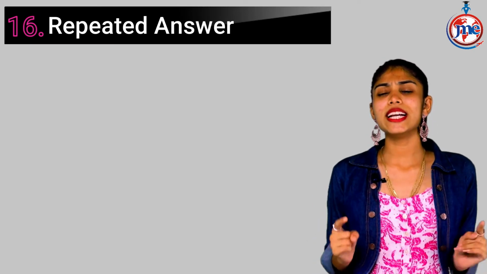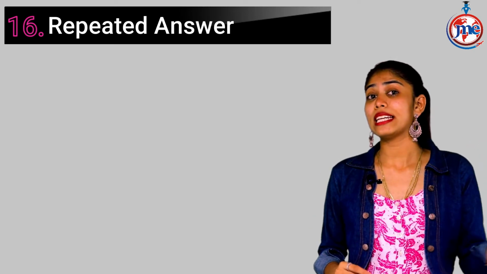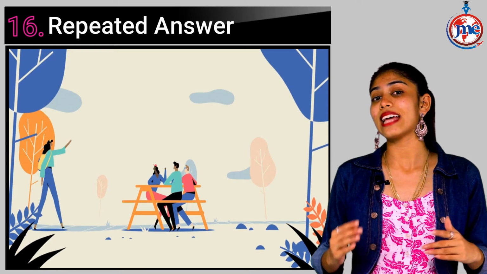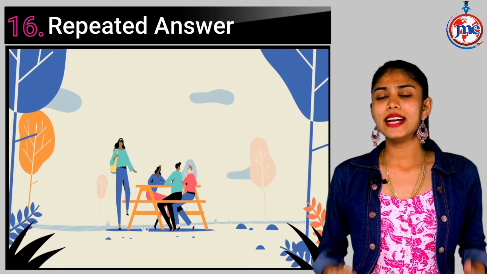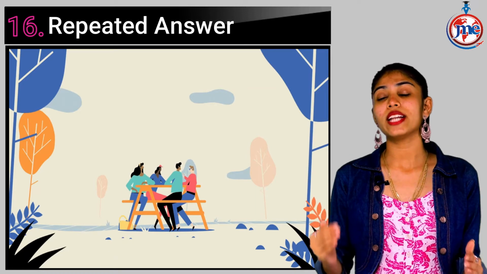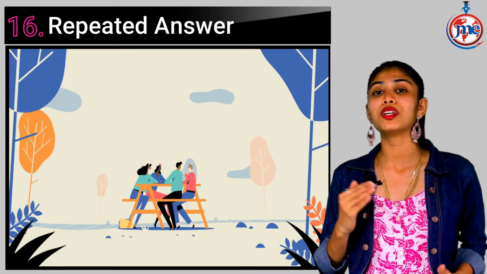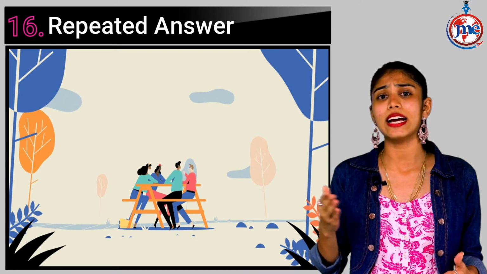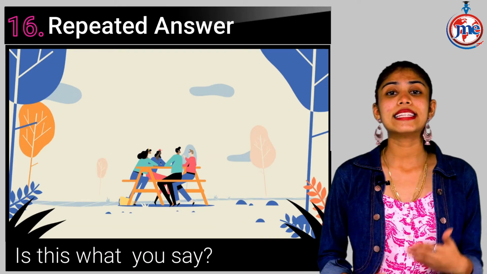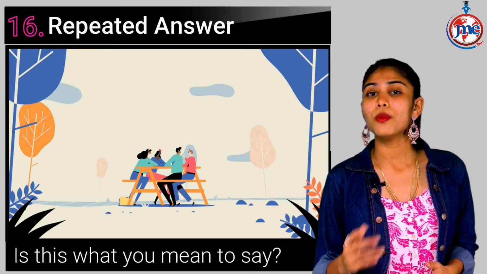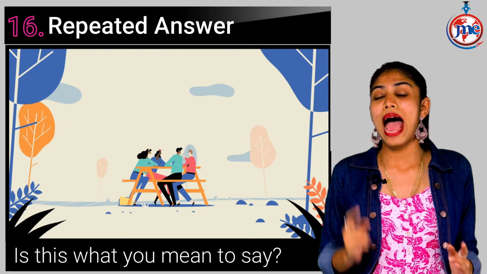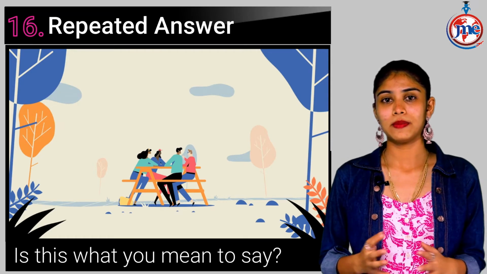Now, let's see point number 16, which is about repeated answers. Students, if you look at section 3 where 3 to 4 speakers are communicating, it is obvious that they may repeat things again and again, like, is this what you say? Is this what you mean to say? So you have to hear it carefully.